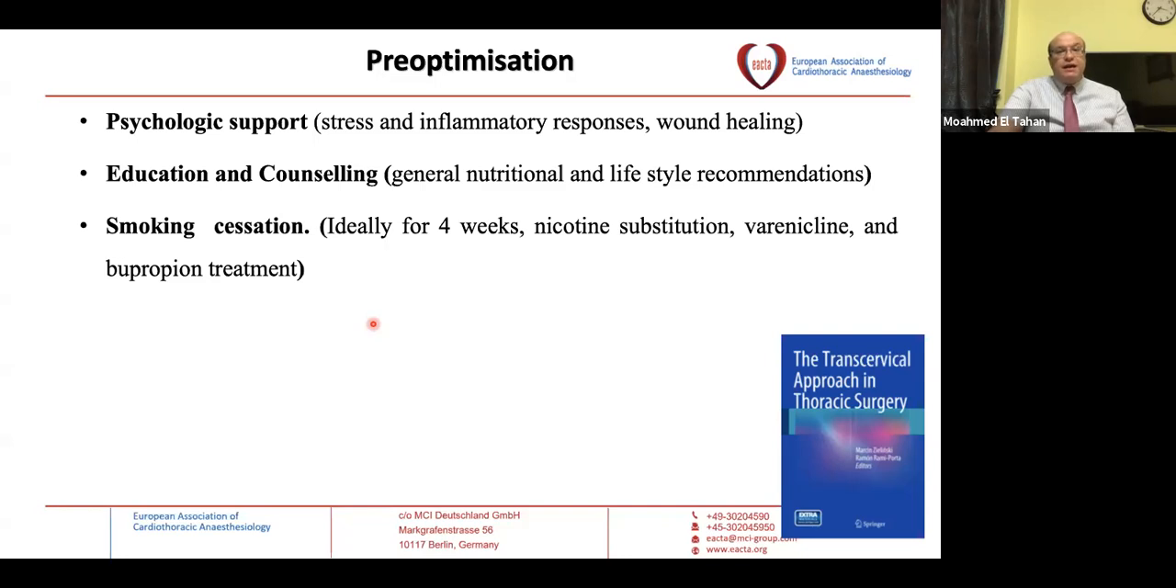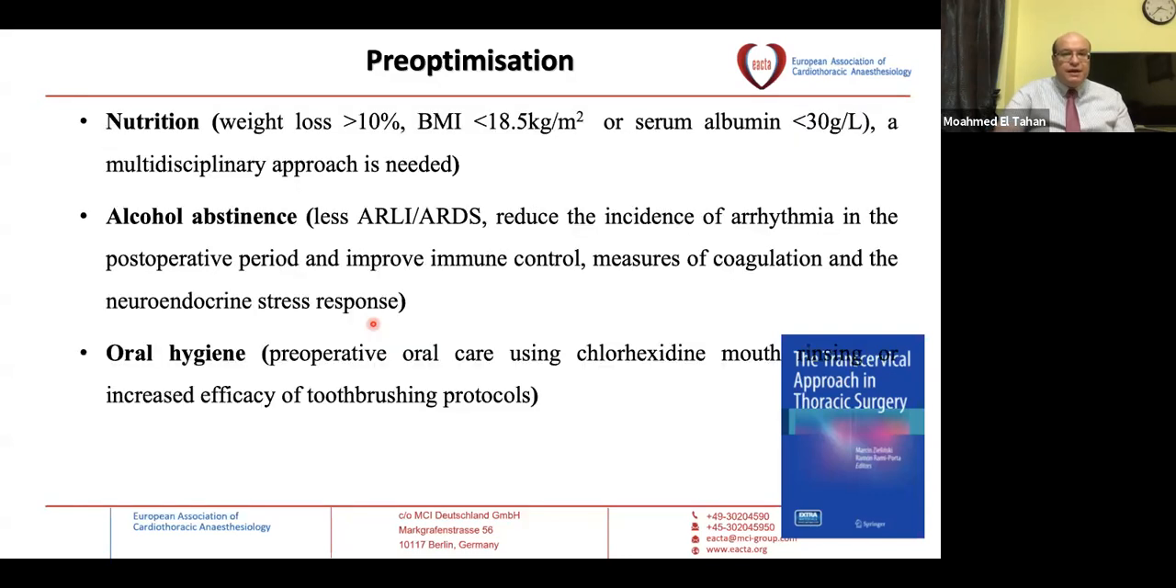Smoking cessation, ideally for 4 weeks, if time allowing. Nicotine substitution using varenicline or bupropion treatment could be used. For nutrition, if a patient, like cancer patients, has weight loss more than 10% or body mass index less than 18.5 kilogram per square meter or low albumin level, a multidisciplinary approach should be needed.